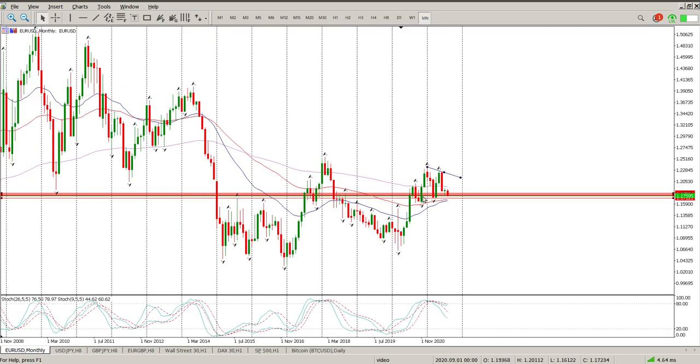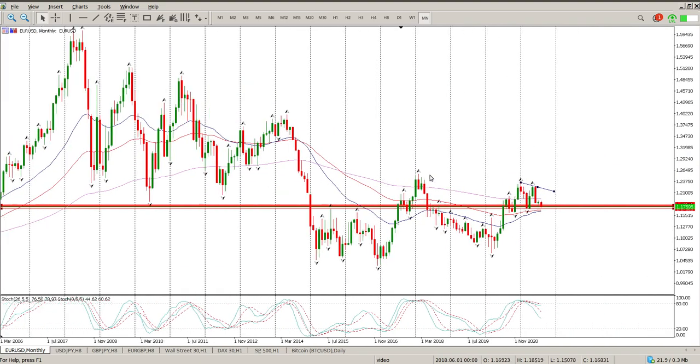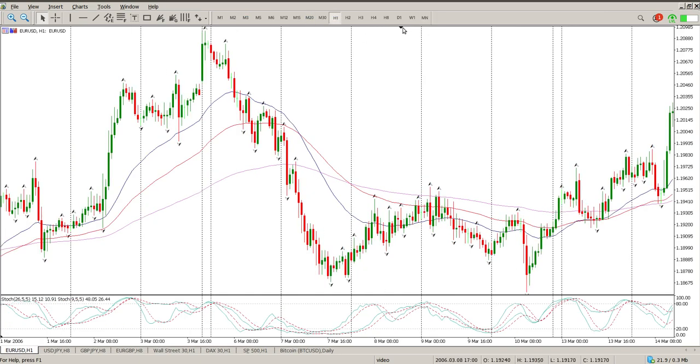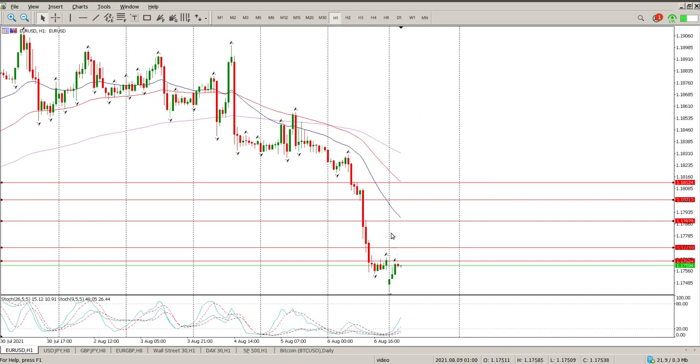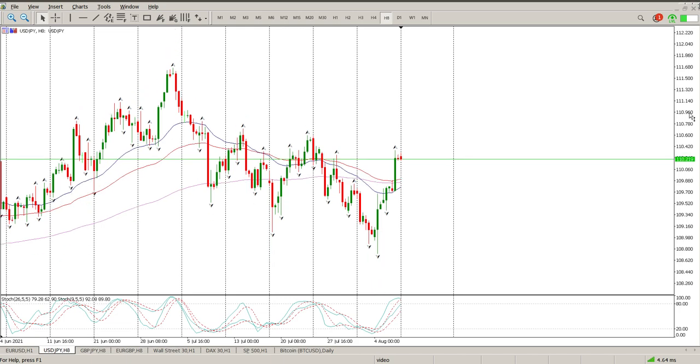You can see on the monthly, big zone with all my levels that I've drawn in there, big area of support. You can see there is additional support a little bit lower down, so there's a massive area. But looking at that, I would expect this to play out down, possibly to the 110 area, to be honest, because it does look like a bit of a double top forming. But anyway, that's my view on Euro USD: looking for a pullback and then looking to sell into that.